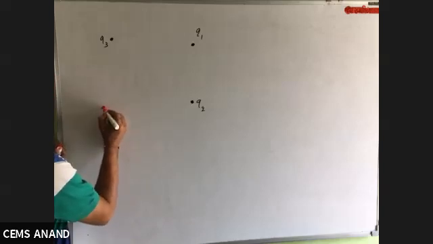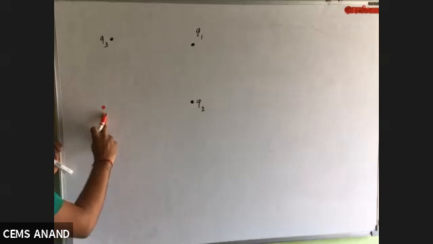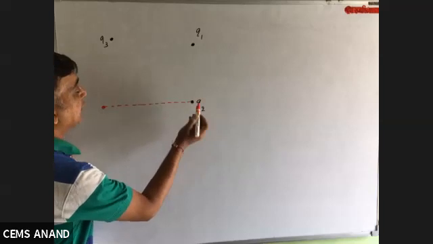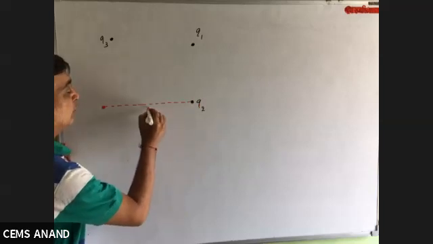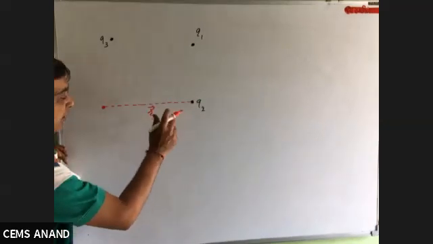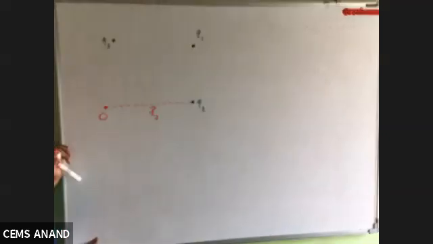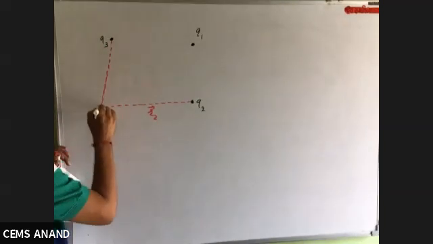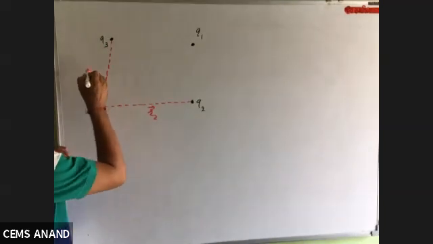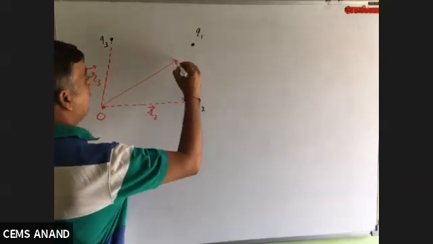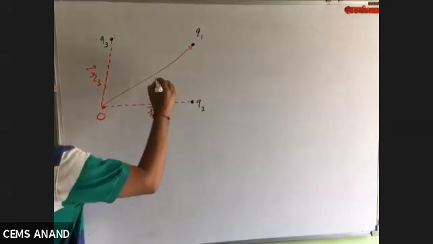the origin may be somewhere here and the position vector of this charge is R2. I hope you all remember that concept of vectors, and here OQ2 represents the position vector of Q2 from the origin. Similarly, for Q3, the position vector is R3. Similarly, the position vector of this charge is R1.